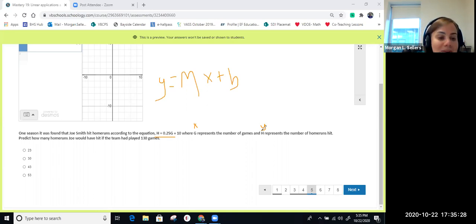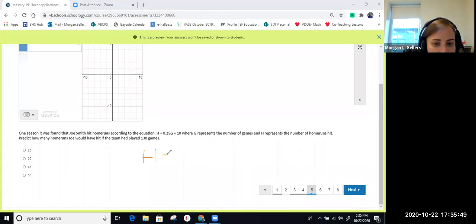Okay, predict how many home runs Joe would have to hit if he had played 130 games. All right, so all you have to do for this one is you just read what it's asking you. It says, predict how many home runs Joe would have hit if the team had played 130 games. So we don't know H, but we do know games. So all you got to do is plug in 130 where G is.